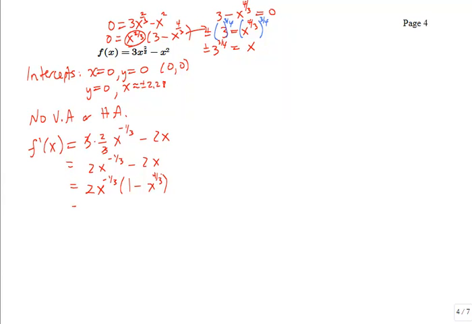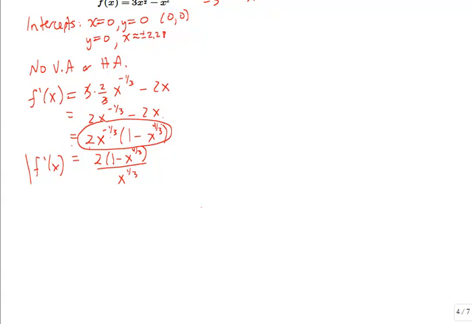Okay, so just rewriting this a tad, the 2 stays where it is, the 1 minus x to the 4/3 stays where it is, and I can move that x to the 1/3 down to the bottom. Okay, so here's my first derivative, and now to find the critical points, we're going to find out when this is 0 and when this is undefined. So if we go to find out when this fraction is going to be 0, that's going to happen when that numerator is 0. Which means when this stuff in parentheses hits 0.